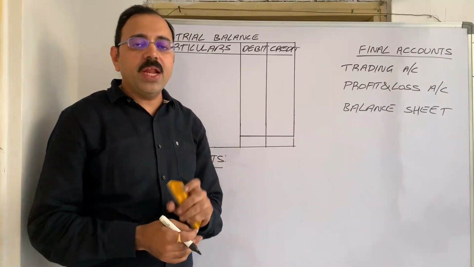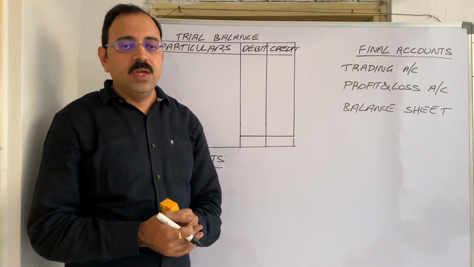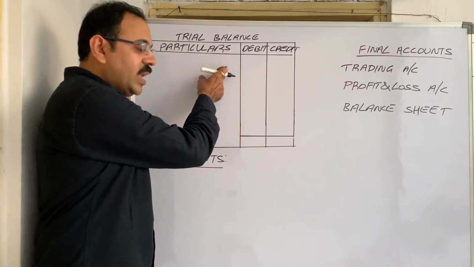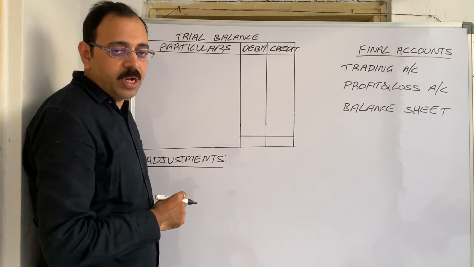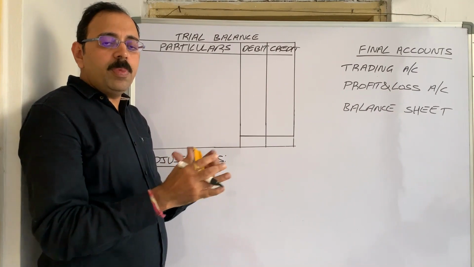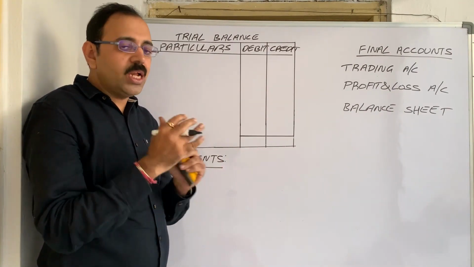While preparing the final accounts of a trading concern, in the question he gives one trial balance, and below the trial balance he gives some adjustments. In the ledger we prepare personal accounts, real accounts and nominal accounts.